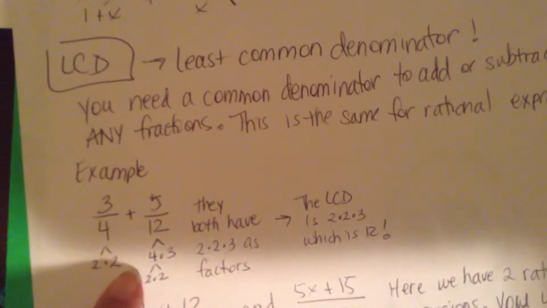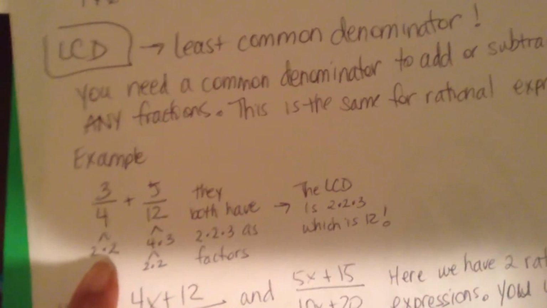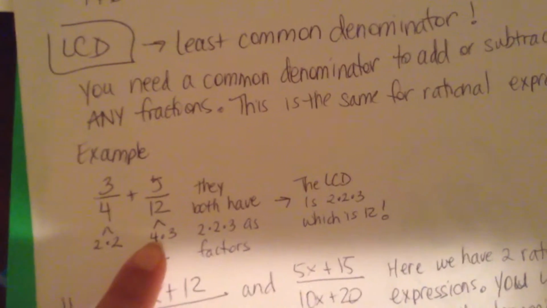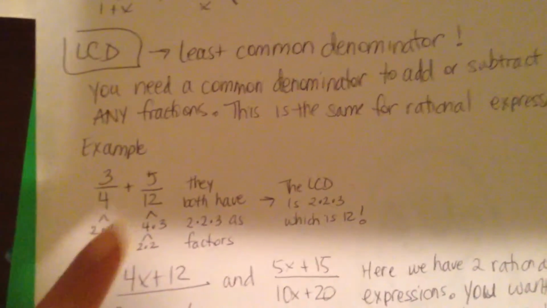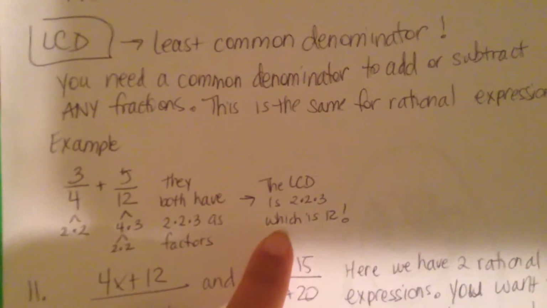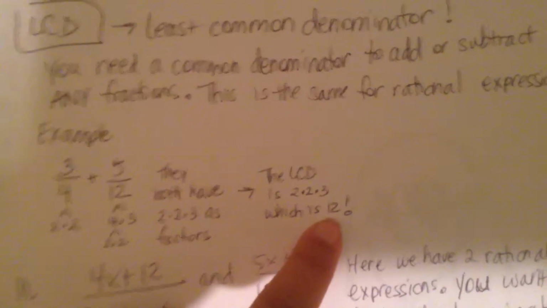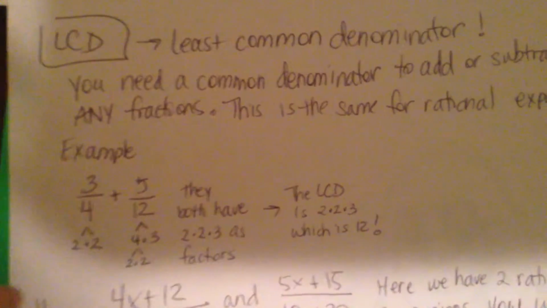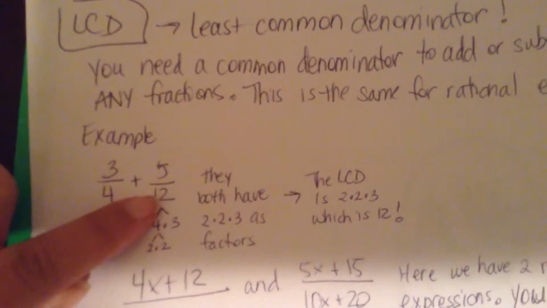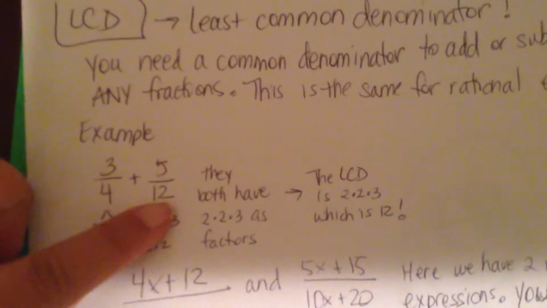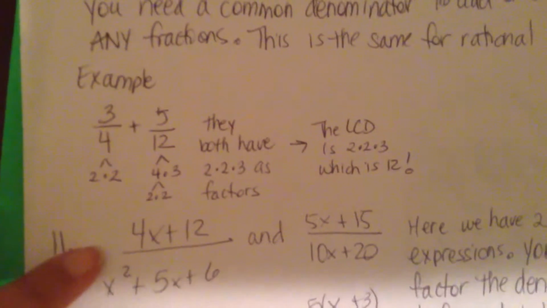Notice that these are all prime numbers, so when you're doing factors like this, you want to use prime numbers. We don't want to necessarily use the 4 because 4 can still be broken down into 2 times 2. So the LCD is 2 times 2 times 3, which gives us the number 12. That's why the common denominator for adding these two fractions is 12. Most people just see the 12 and they know that 4 times 3 is 12, but if you understand this part of it, you'll totally get something like this.